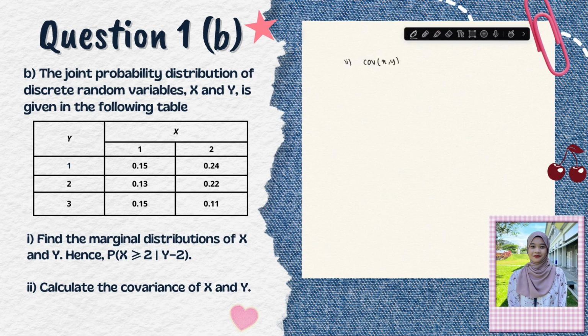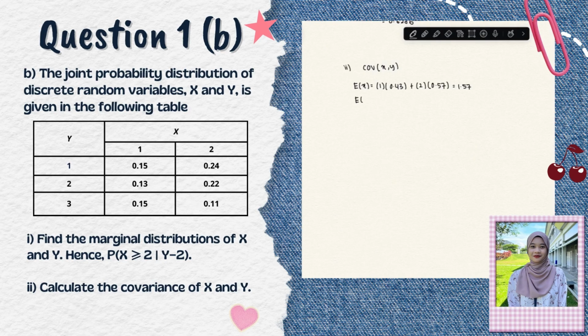Number 2. Calculate the covariance of x and y. In order to calculate the covariance of x and y, the value of expected x, expected y, and expected xy must be calculated first. To find the value of expected x, multiply each possible value of x by its marginal probability and sum the results, and we will get the value of expected x equals 1.57.